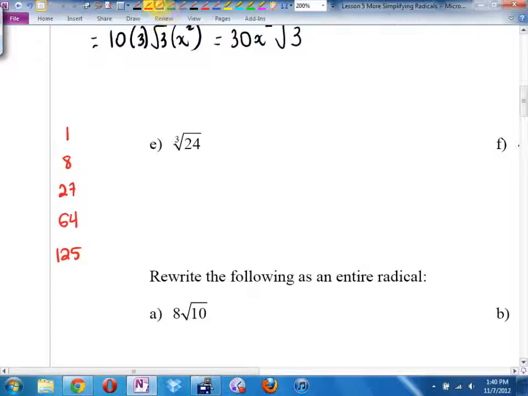So, smarty peoples, how can I write the cube root of 24 as what times what? Don't say 4 times 6, because 4 is a perfect square. I don't want a perfect square. I want to write it as something from that list in red. Cube root of 8, cube root of 3. What is the cube root of 8? Two. What's left behind inside the cube root sign? 2 cube root 3.